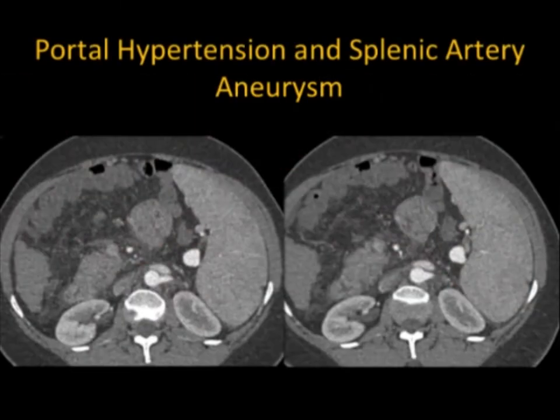Here's a cirrhotic liver. You see an aneurysm under 2 centimeters in the hilum of the spleen. The spleen is markedly enlarged. The patient has portal hypertension. And these are typically the cases I am indeed going to be worried about.